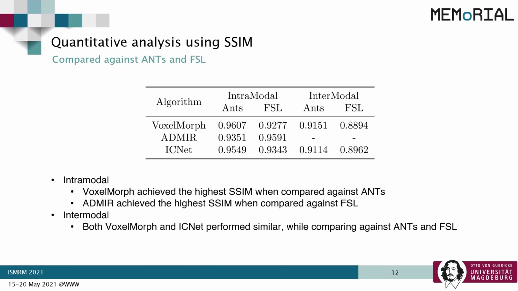Now let's have a look at the quantitative results. For intramodal registration, VoxelMorph achieved the highest SSIM when compared against ANTS, but ADMIR achieved the highest SSIM when compared against FSL. On the other hand, for intermodal registration, both VoxelMorph and ICNet performed similarly, while comparing against ANTS and FSL.